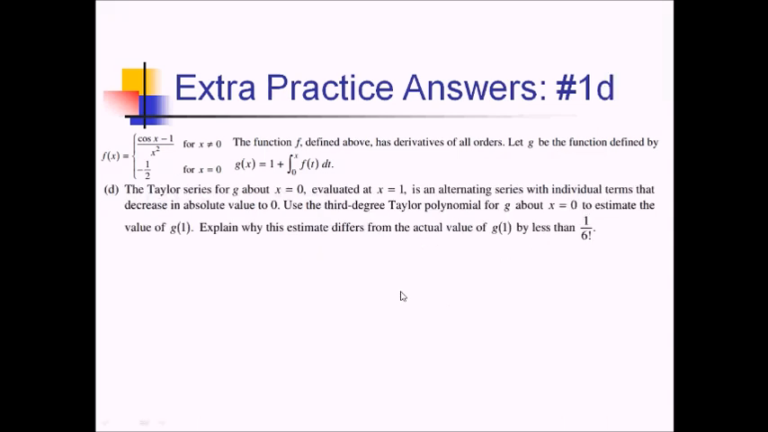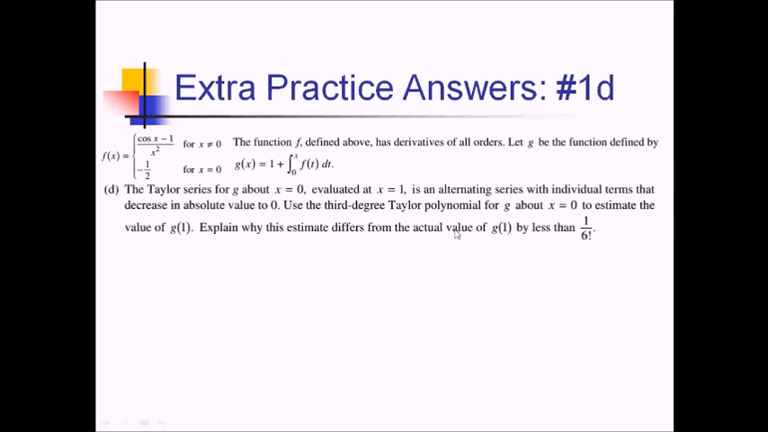For this last part, they're telling us that the Taylor series for g about x equals 0 evaluated at 1 is an alternating series with individual terms that decrease in absolute value to 0. I think I've seen this wording before. We want to use the 3rd degree Taylor polynomial for g about 0 to estimate g of 1 and then explain why this estimate differs from the actual value by less than 1 over 6 factorial.